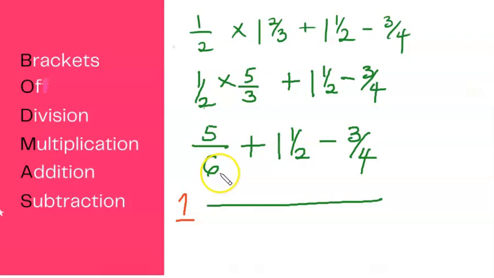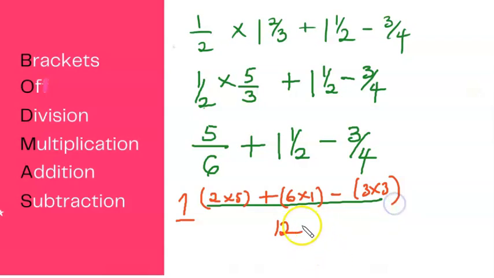So what's the LCM for 6, 2, and 4? If we use 6, 4 wouldn't go. So let me try the smallest number and the biggest number. 6 times 2, 12. That works because 4 can also go in 12. So 6 in 12 will be 2. I have 2 times 5. Plus 2 in 12 will be 6. I have 6 times 1. 4 in 12 will be 3. I have 3 times 3. That's 9. So we have one whole number, 10 plus 6 minus 9 over 12.